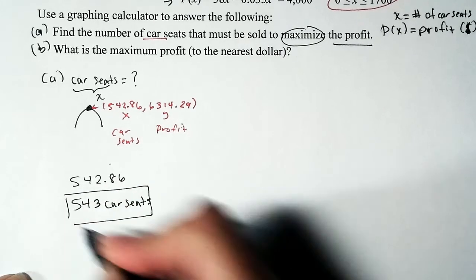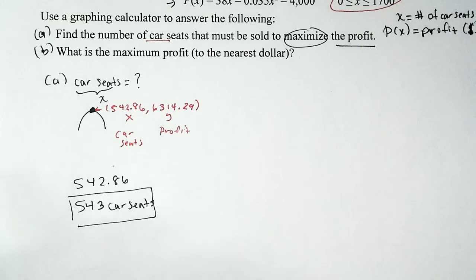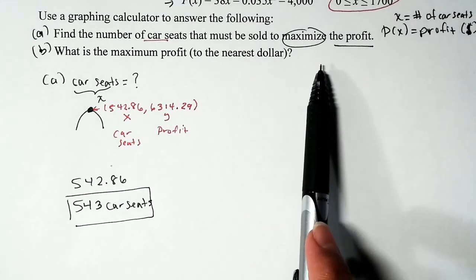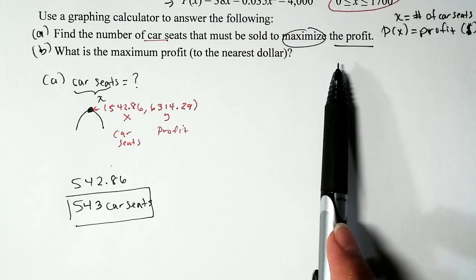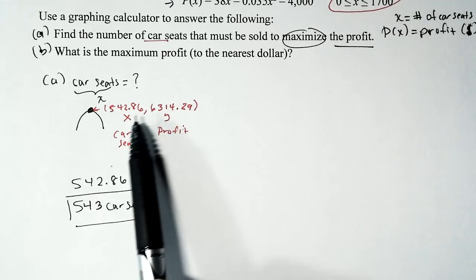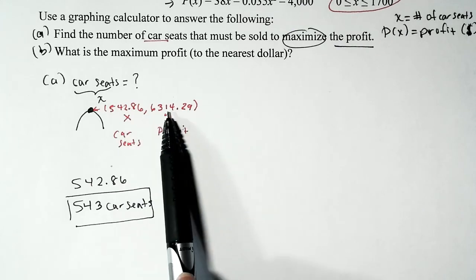Let's knock out problem B. So the question is, what is the maximum profit? This question piggybacks off problem A. Problem A reads, how many car seats need to be sold in order to maximize the profit. So if we sell 543 car seats, we are going to realize that maximum profit. But the question now is, what is that maximum profit? Well, if we sell 543 car seats, that's going to be the profit.